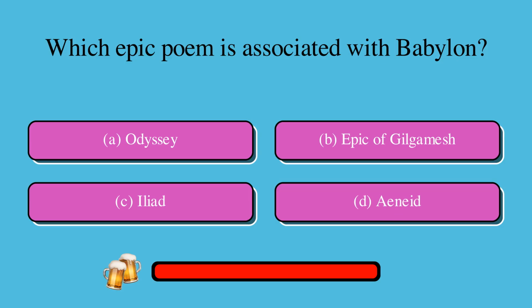Which epic poem is associated with Babylon? Is it A, Odyssey, B, Epic of Gilgamesh, C, Iliad, or D, Aeneid? The correct answer is B, Epic of Gilgamesh.